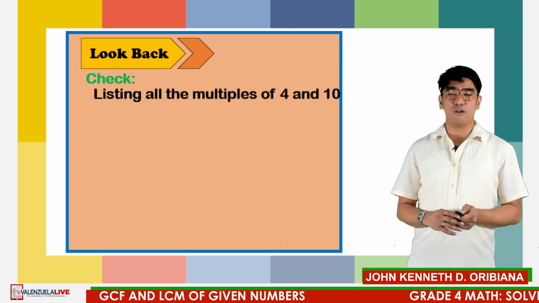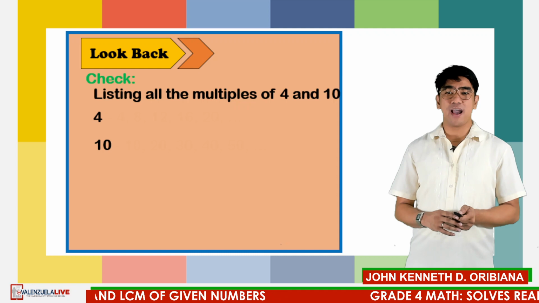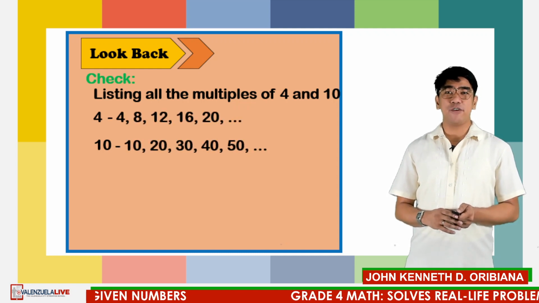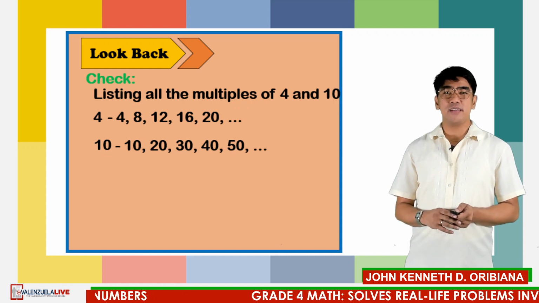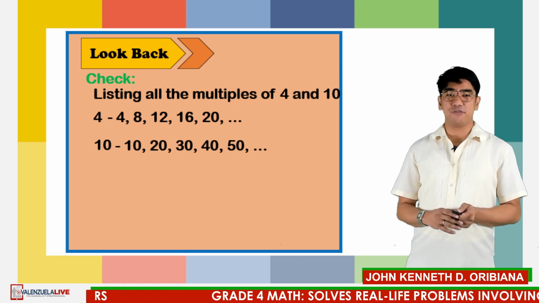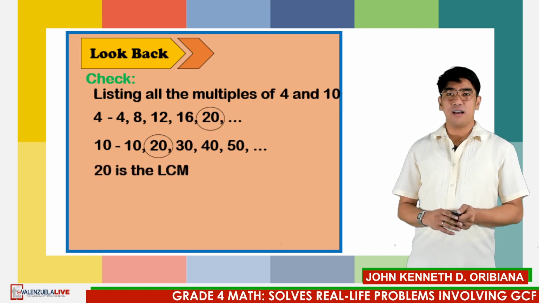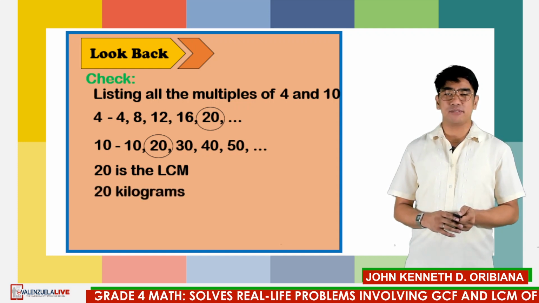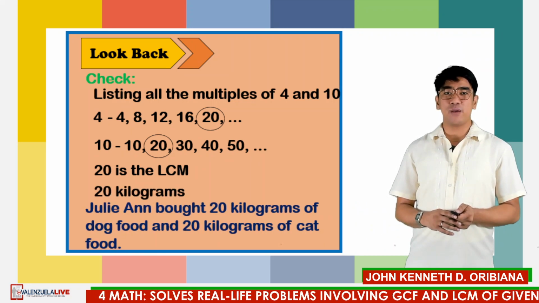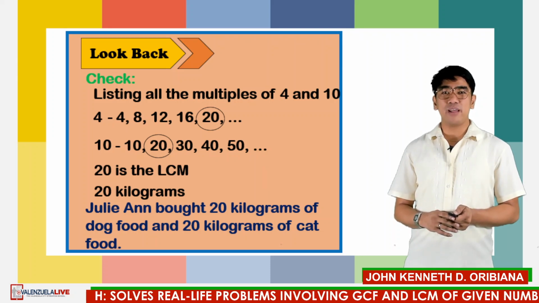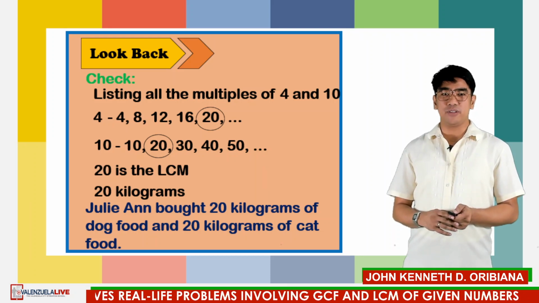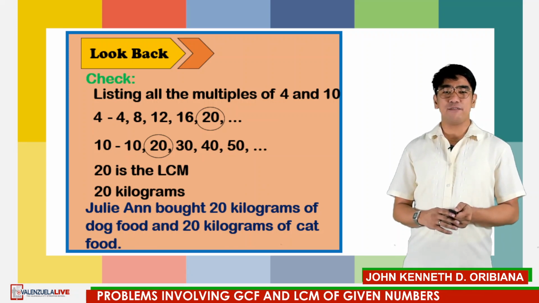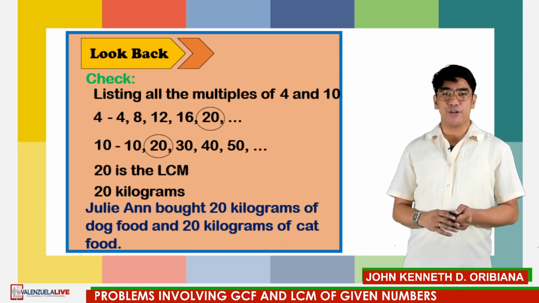To solve the problem, let us revisit the different steps in solving word problems. The first step is to understand. Next is to plan. The third one is to solve. And last is to look back. To understand the problem, first, we need to identify what is being asked. And the answer is, largest possible number of candies or biscuits in each bag.